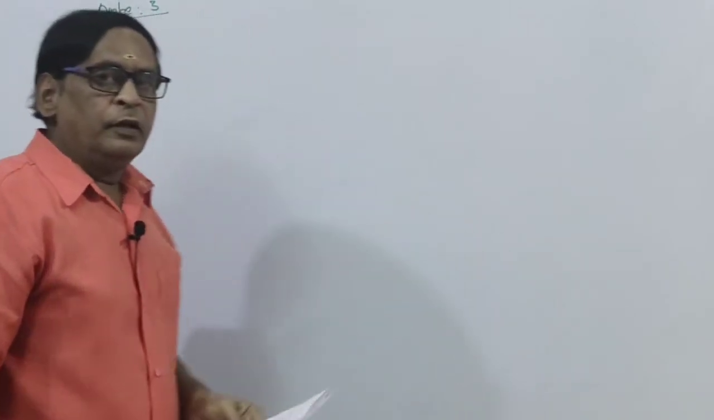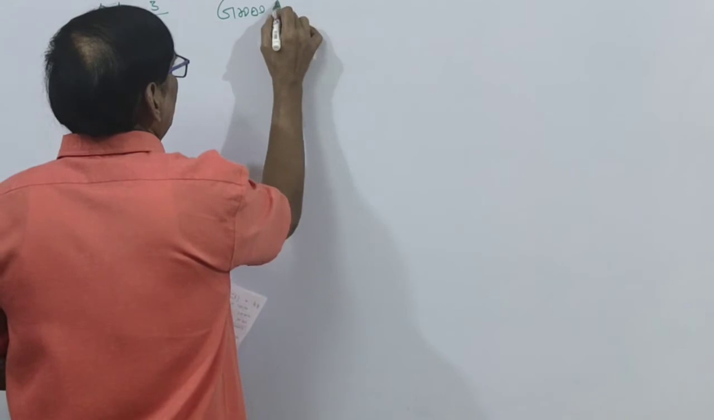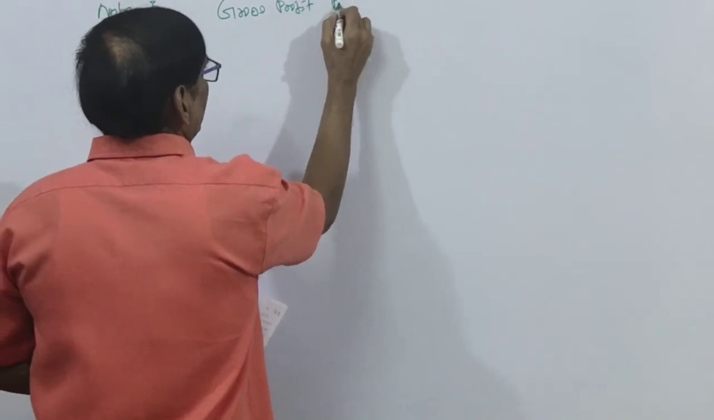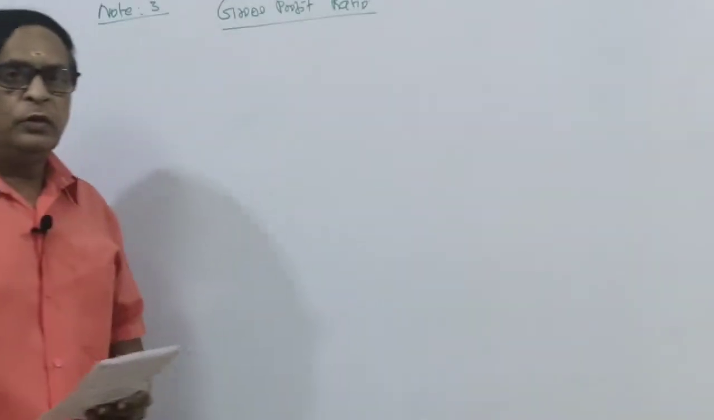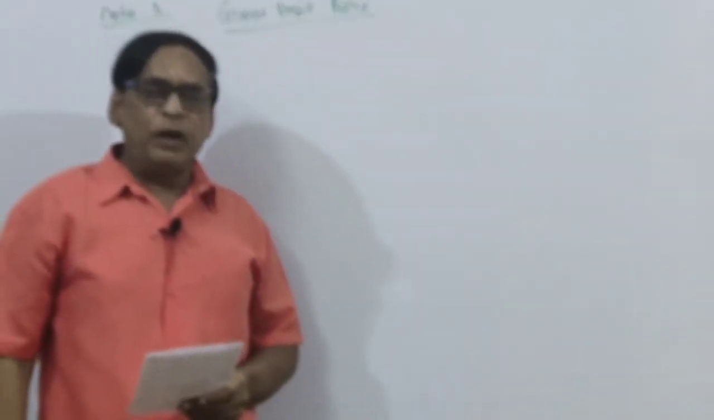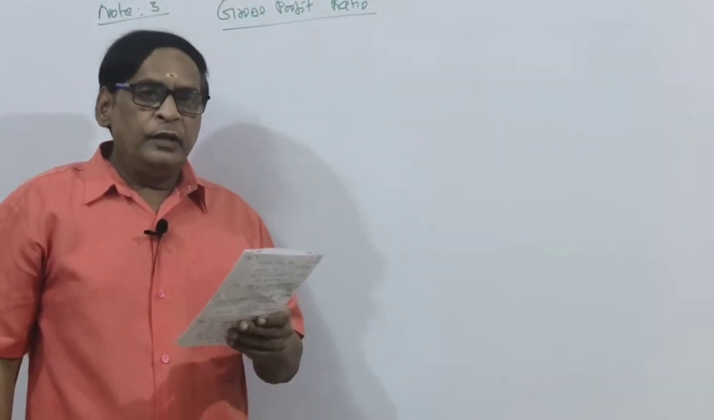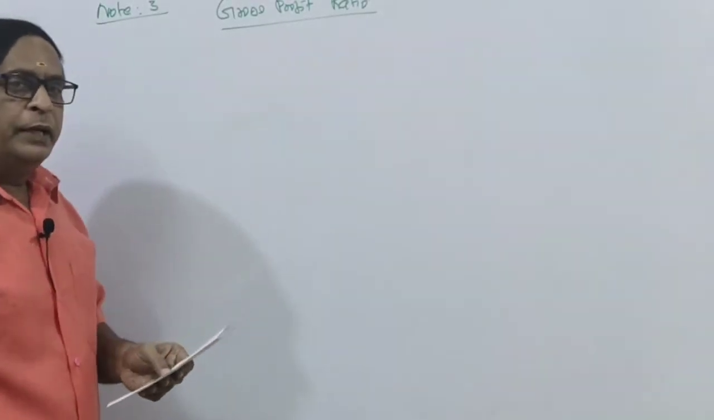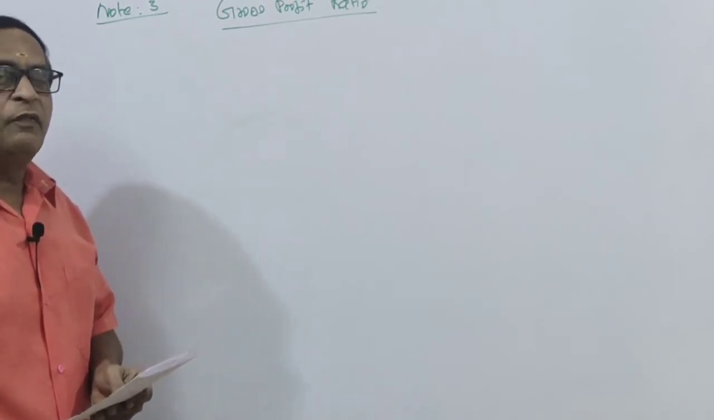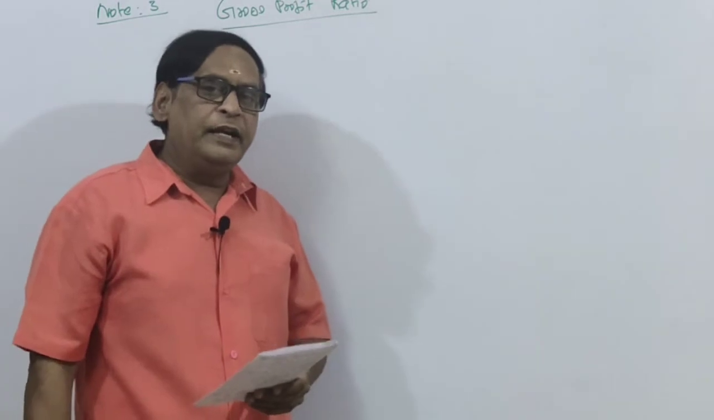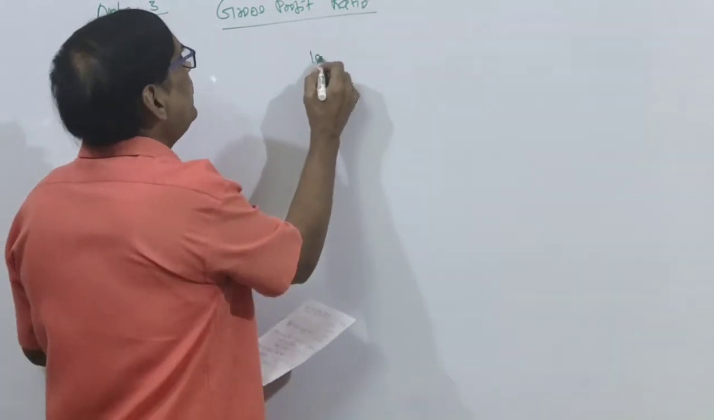Now let us see about the gross profit ratio. In order to find out the gross profit ratio from the balance sheet, I mean the trading and profit and loss account given in the question paper, we have to find out. Please look into the trading and profit and loss account. The sales for the previous financial year ending 2011 was 10 lakh rupees.